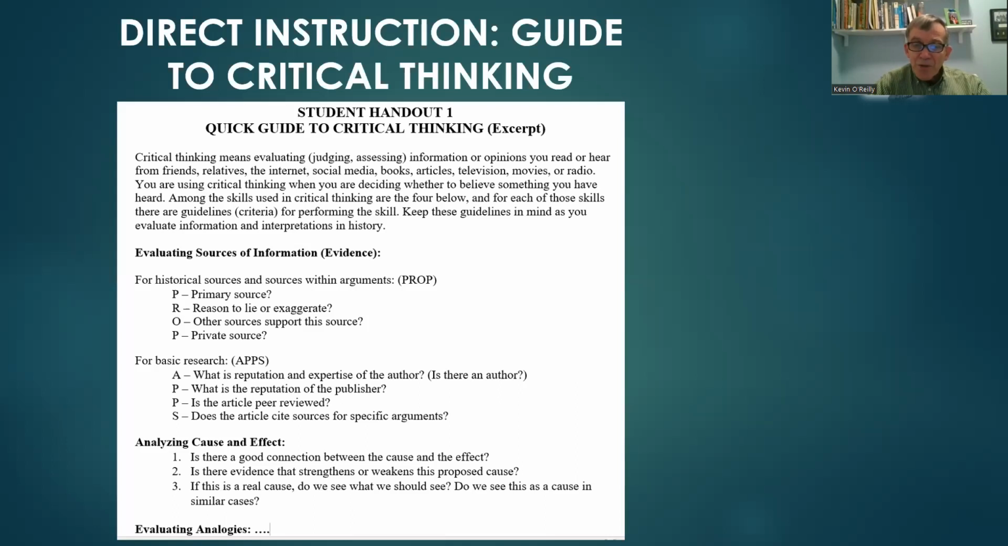In terms of direct instruction, each of the books starts with a guide to critical thinking. There's a quick guide you see up at the top and a more in-depth guide with more help for how to do it. If you look down for basic research, so halfway down the page, it says APPS. That's one that we do for looking at online sources. What do you look for? And you'll see that one of the keys is the article peer reviewed. Students have no idea what that means, most students. And so that's a good thing to teach them.